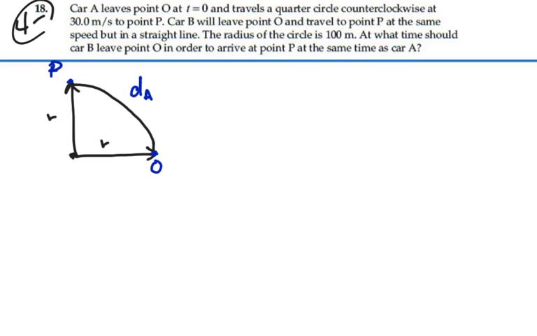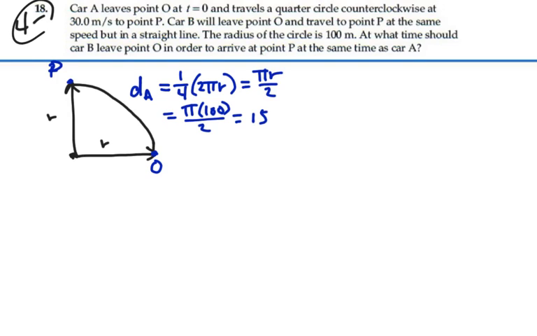Well, that's 1/4 of a circle, so that distance is going to be 1/4 of the circumference of a circle, 2 pi r, and so that is going to be equal to pi times r divided by 2, which will be pi times 100 divided by 2, and that's equal to 157 meters.